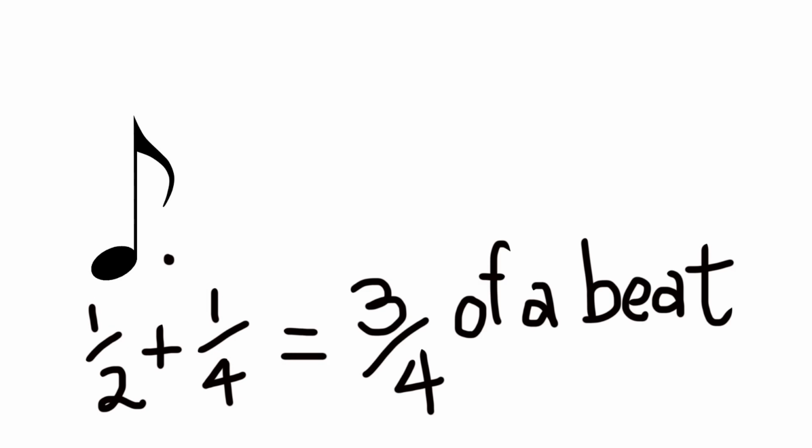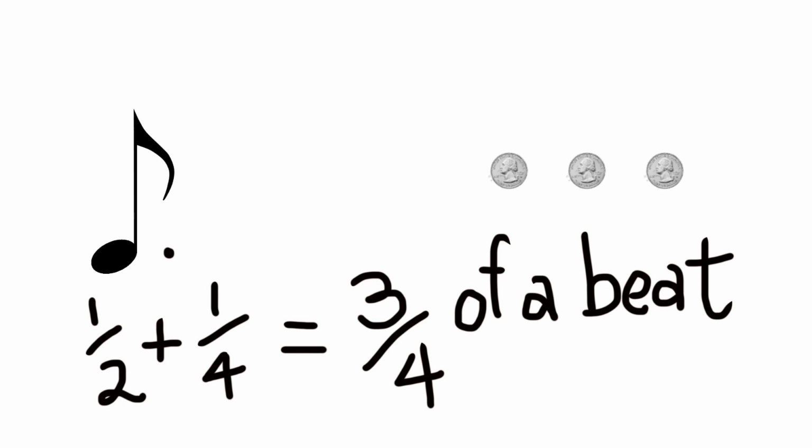Here we have a single eighth note. That's half of a toddy. And half of a toddy is worth half of a beat. Now, when you add the dot, you're adding half of a half, which is 1/4. And when you add 1/2 plus 1/4, you get 3/4, or 3/4 of a beat. Get it?